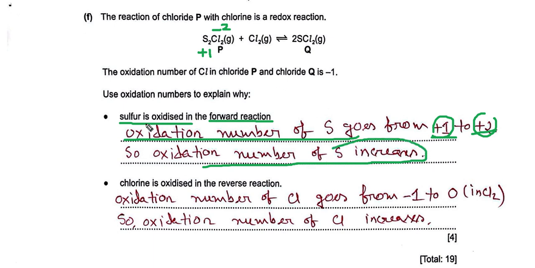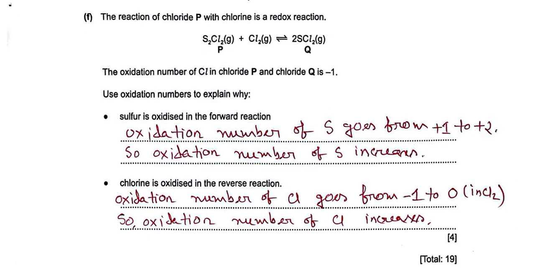That's why sulfur is oxidized in the forward reaction, and chlorine is oxidized in the reverse reaction. You see chlorine here is -1, and here is 0, in the reverse reaction, right to left. So the oxidation number of chlorine goes from -1 to 0, so the oxidation number of chlorine increases. That's why in the reverse reaction chlorine is oxidized.